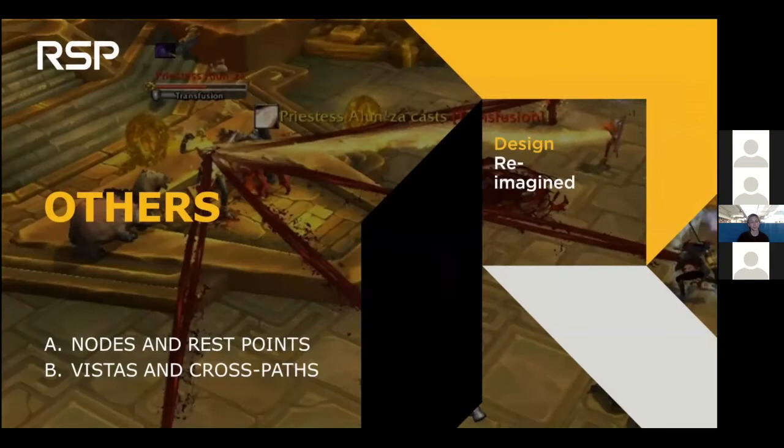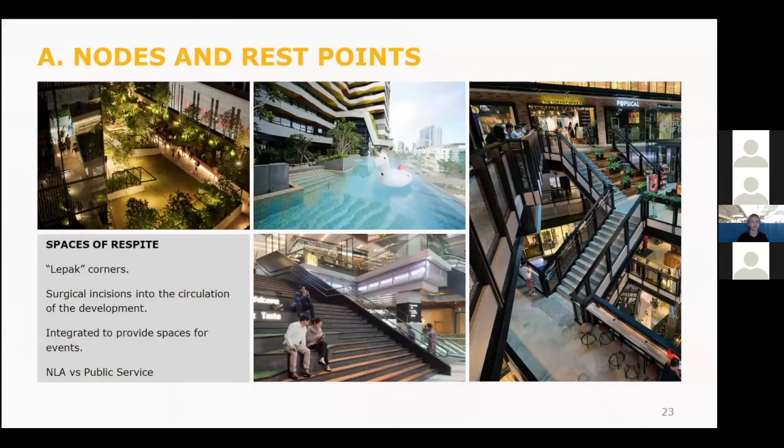Which brings us to our next point, the sense of others. In Funan, we tried to curate this through a series of nodes and rest points, and also something that I think many architects struggle with, which is vistas and cross paths. I hope we've executed this pretty satisfactorily. In designing this development, the use of lepak was a common phrase between the younger architects. Essentially, what we wanted to do was create spaces for you to just do nothing. These are surgical insertions into the circulation of the development.